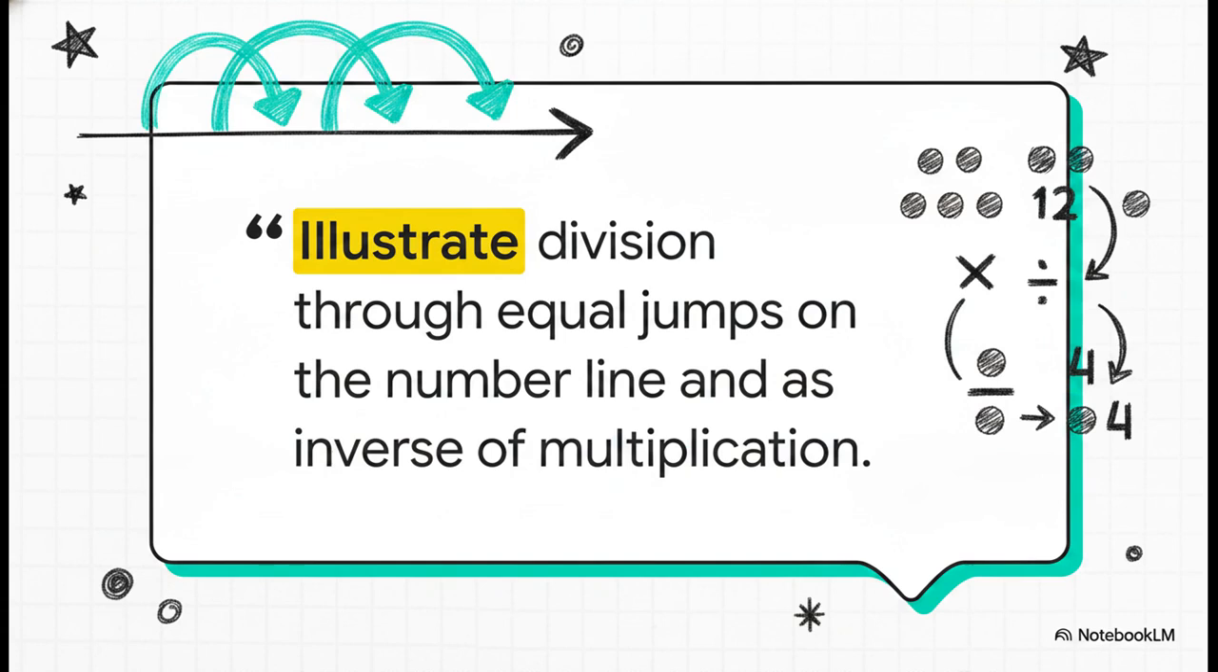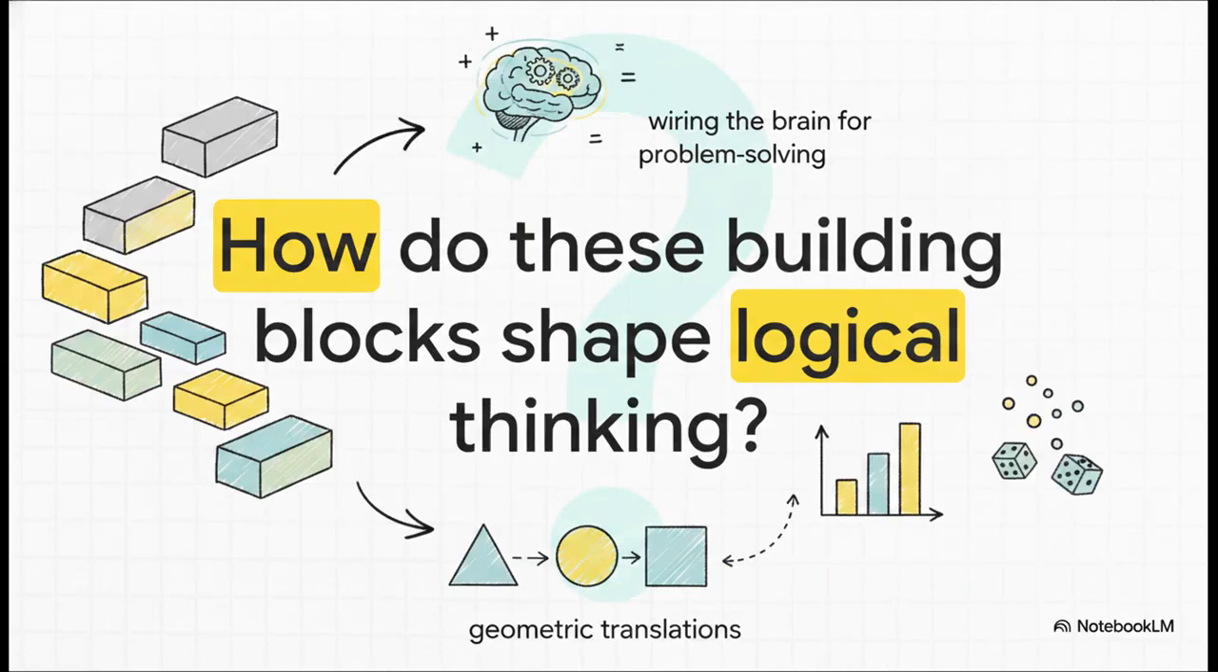There's this one specific curriculum guideline from the third term that brilliantly captures the core philosophy of the entire year. By asking students to illustrate division as equal jumps on a number line and as the inverse of multiplication, the framework focuses heavily on deep conceptual understanding rather than just rote memorization. They aren't just blindly memorizing math facts, they're being taught exactly how numbers behave and relate to one another in physical space. So, we want to leave you with this final thought to ponder.